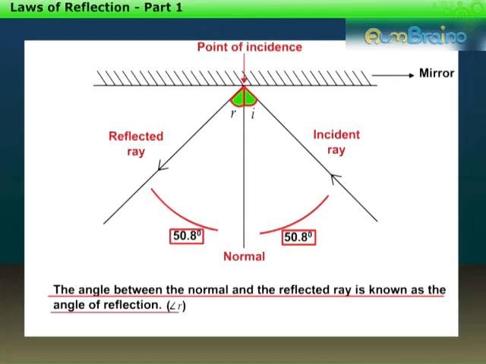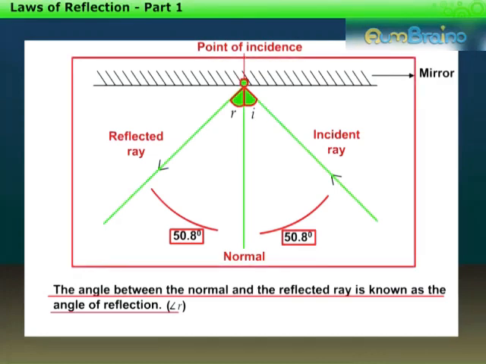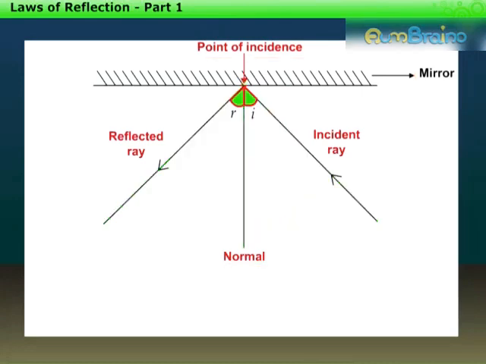You can verify this by changing the angle of incidence. You will also note that the incident ray, the reflected ray, and the normal, at the point of incidence, all lie in the same plane. This is the second law of reflection.